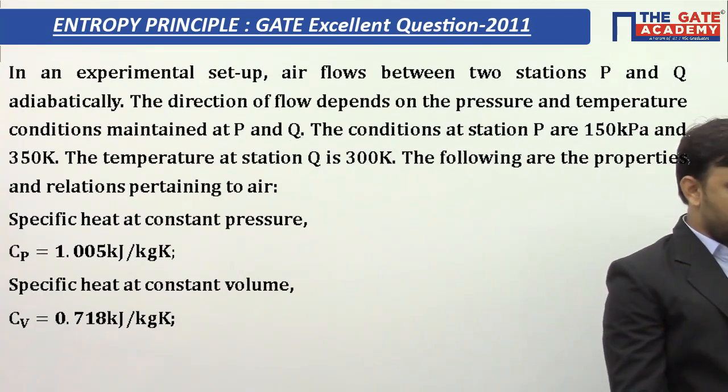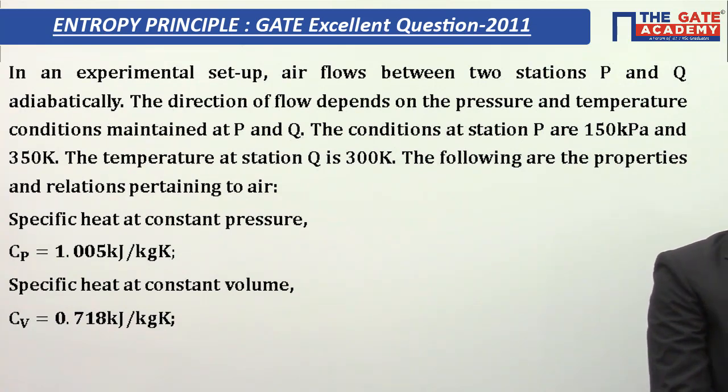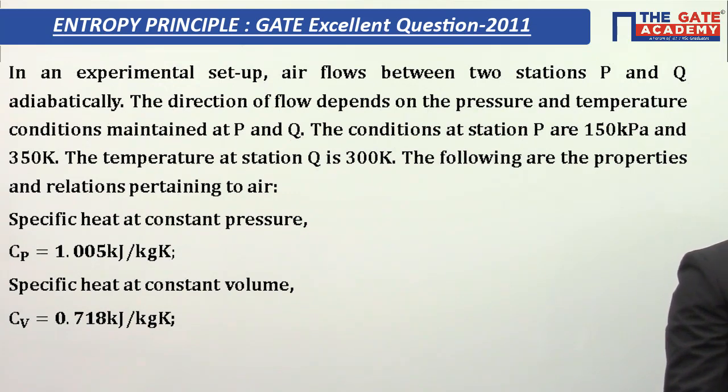In an experimental setup, air flows between stations P and Q adiabatically. The direction of flow depends upon the pressure and temperature conditions maintained at P and Q. The conditions at station P are 150 kilopascal and 350 Kelvin, and the temperature at station Q is 300 Kelvin.